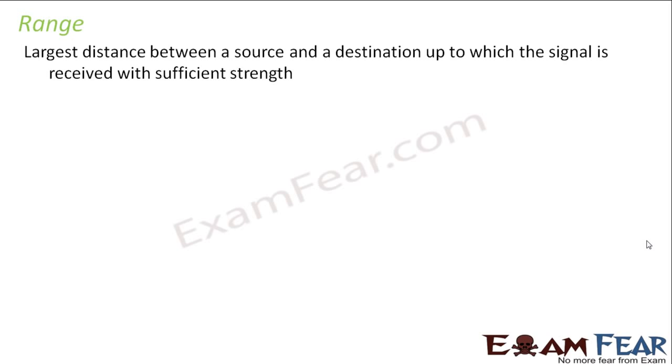As I explained before also, if you are talking to somebody over phone, sometimes you feel that the voice is breaking, it gets cut at frequent intervals, or your call gets disconnected. That means you are unable to receive the signal with sufficient strength, right? So the largest distance between which you can receive the signal with sufficient strength is known as range. Now the value of this range changes for different types of signals.